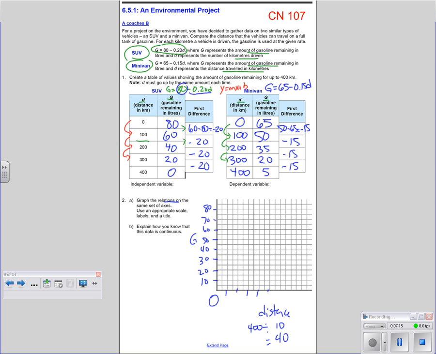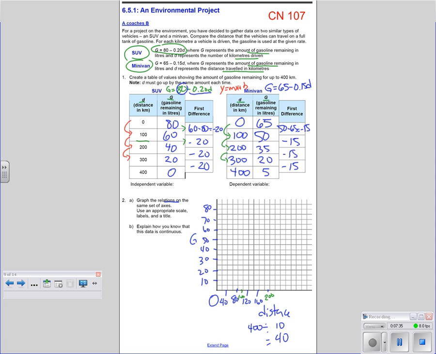So I count by 40s. So we have 40, 80, 120, 160, etc. So that means 100 is right here, and 60, and there's 200, and we'll continue.